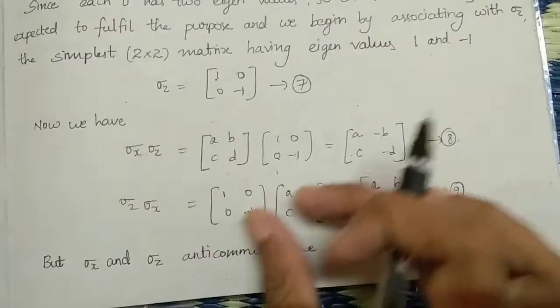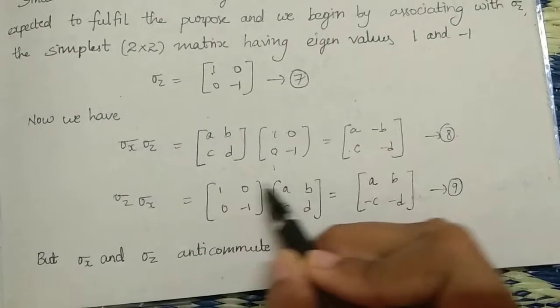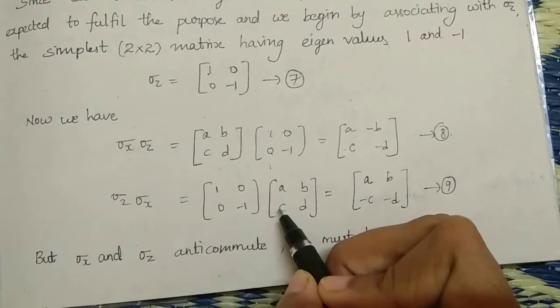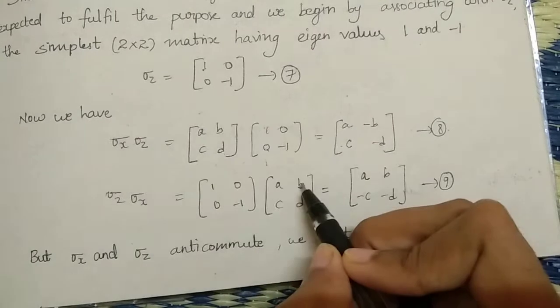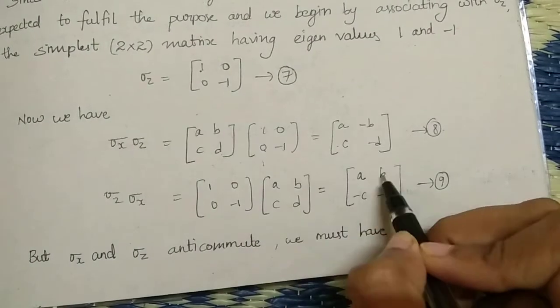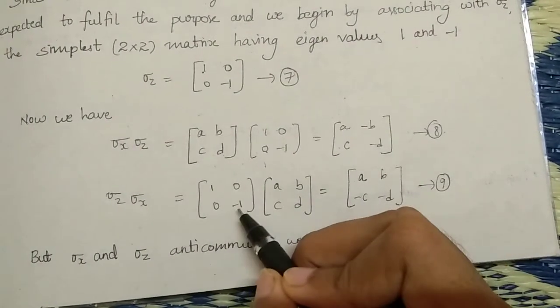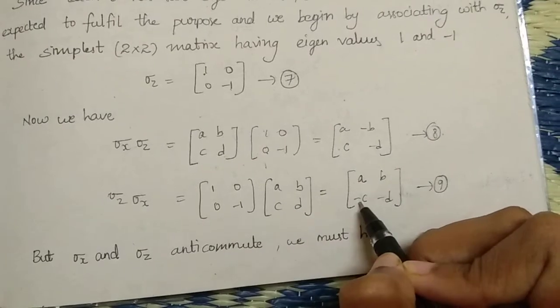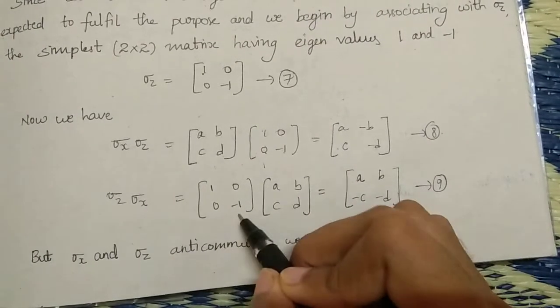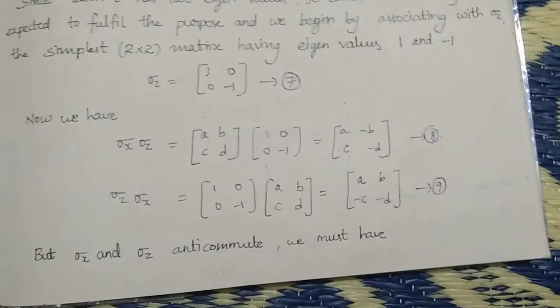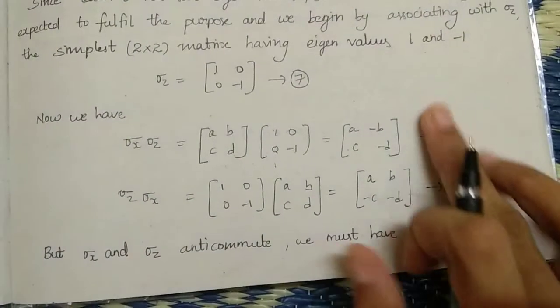In the same way, sigma z into sigma x. Sigma z is this and sigma x we don't know. So 1 into A, 0 into C, 0, so A. 1 into B, 0 into D, 0, so only B. 0 into A, 0, minus 1 into C, minus C. 0 into B, 0, minus 1 into D, minus D. So finally we have these terms.